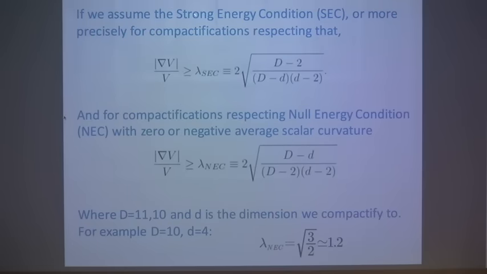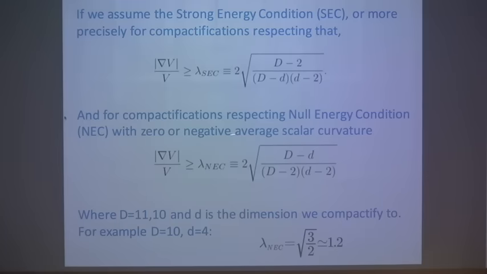If we assume the strong energy condition, which of course we know is not true in general, or more precisely, if we consider compactifications respecting the strong energy condition, you get a bound of this form. If you start with capital D dimensions, assuming the strong energy condition is correct, going down to lower dimension d, you get grad V over V bounded by this number.